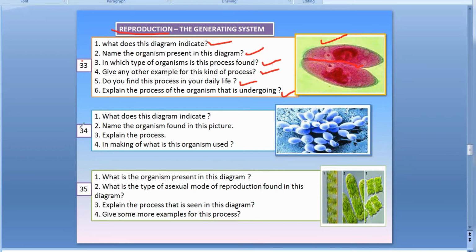Next, question 34. What does this diagram indicate? This diagram indicates yeast cells. Name the organism found in this picture. We can see a number of yeast cells. These are yeast, Saccharomyces cerevisiae, and we are seeing innumerable yeast cells from the one parent cell. So this is the one parent cell.